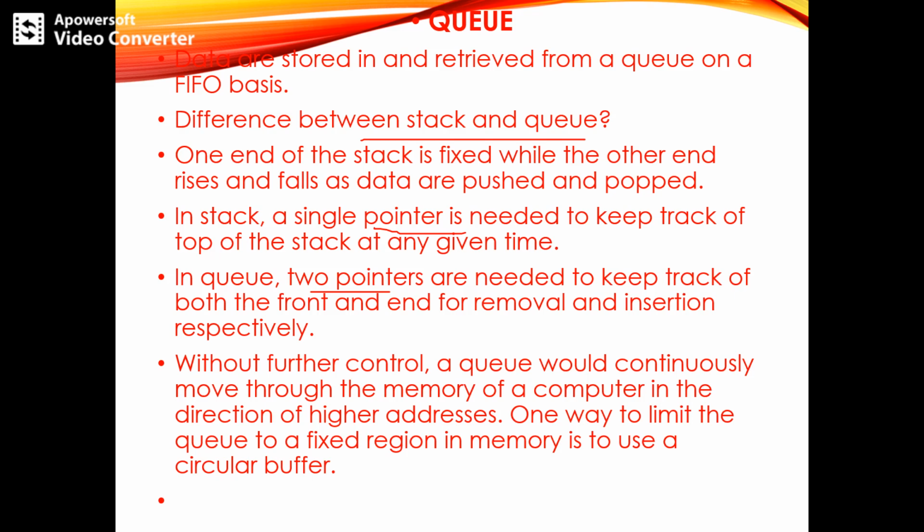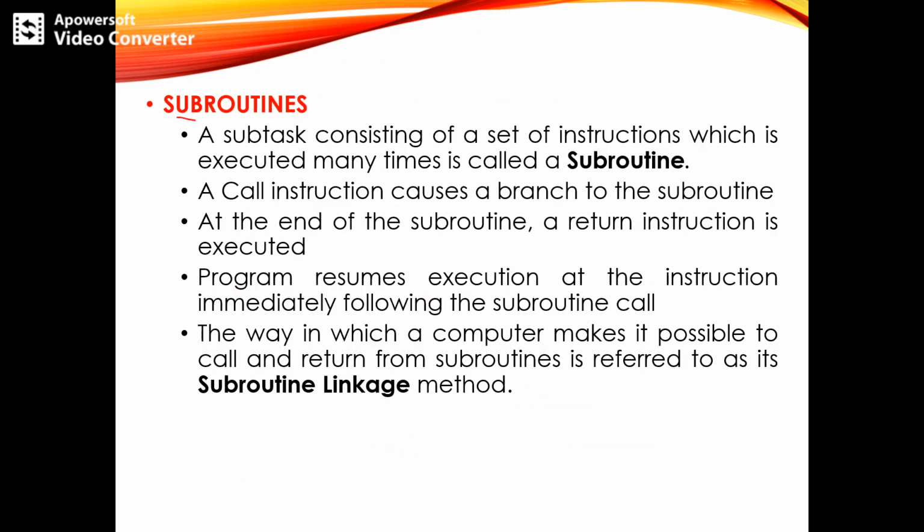Without further control, a queue would continuously move through the memory of a computer in the direction of higher addresses. One way to limit the queue to a fixed region in memory is to use a circular buffer. So next we'll take subroutine.